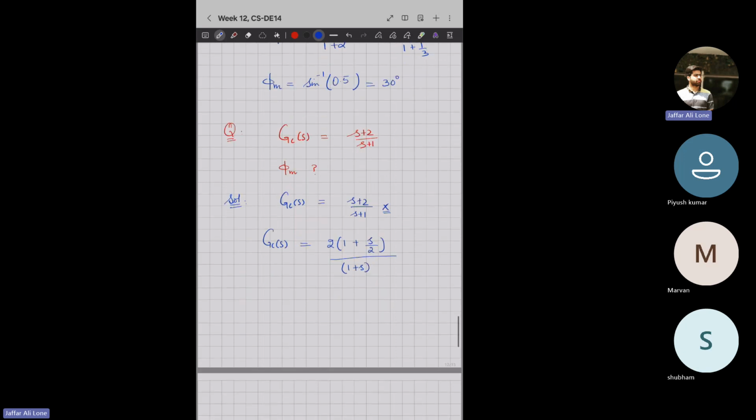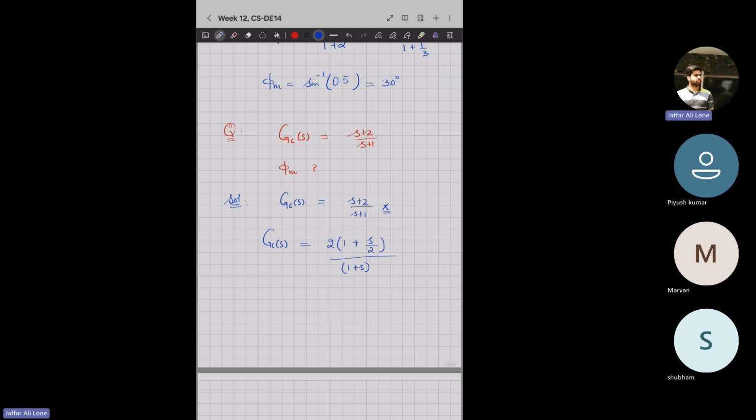So what is the zero here? Corner frequencies basically. Corner frequencies are 2 and 1. So we have a zero at minus 2, and the pole is at minus 1. Right? So 2 corner frequencies. You can solve questions like that the way we were doing it. So we can directly write it's a lag compensator.